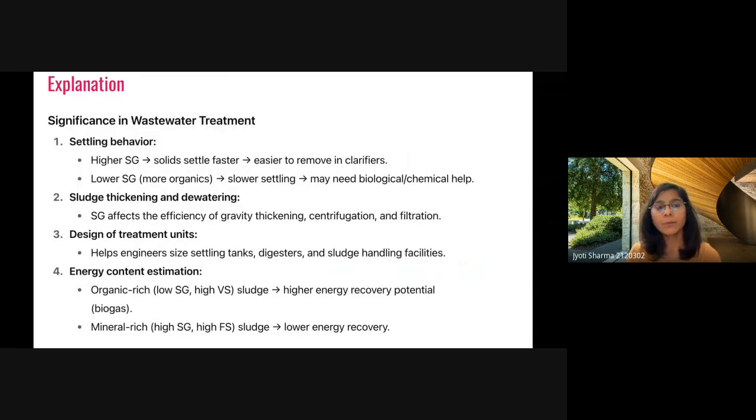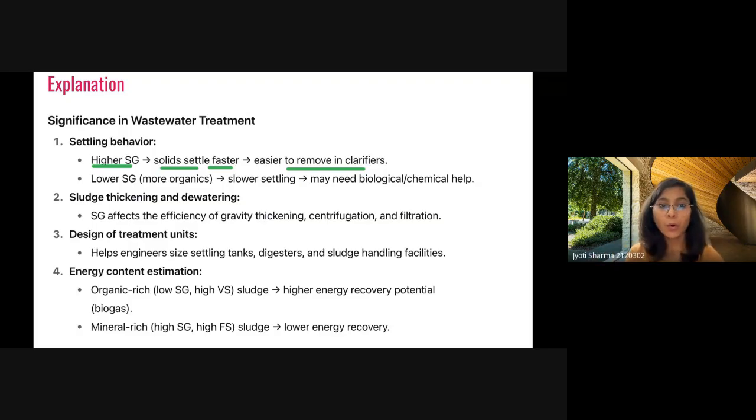But why are we talking about this specific gravity? We must understand what we will do with it. The simple thing is, if we have higher specific gravity, that means the solid will settle faster. It would be easier to remove in the clarifier. It is more dense than the water, and that's how it will settle faster.